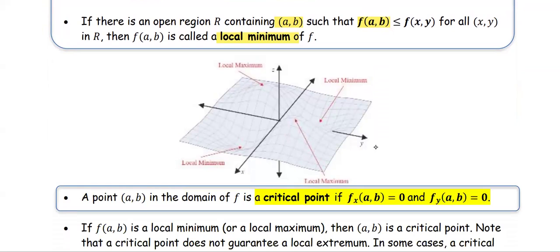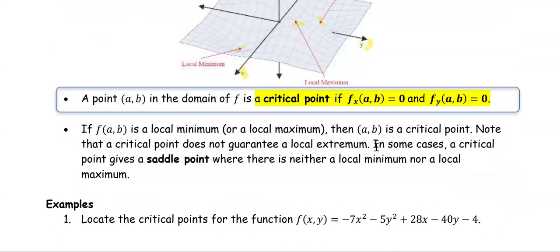This figure represents the three-dimensional graph, or the surface, that is the graph of the function of two variables. As you see, the three axes are x, y, and z. The bump here is called the local maximum. Also this one. And then the other two, the dip here is called the local minimum.